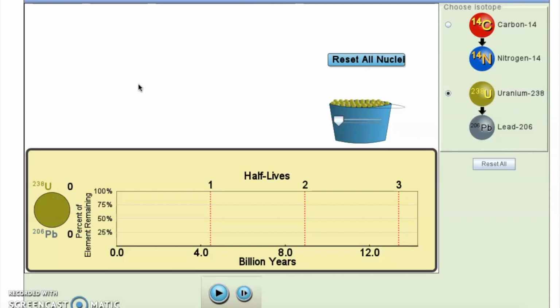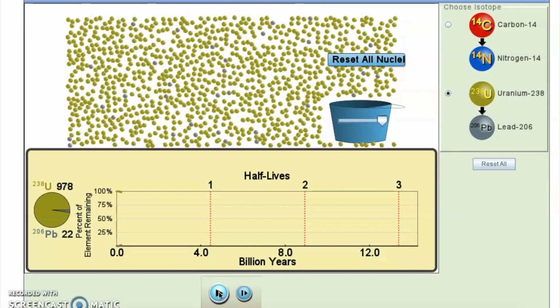I want you to particularly look up here once I add all of our nuclei. Add that in, there we go. And then I also want you to notice, as these gold uranium change into gray lead, you're going to see a gold line being plotted here and a gray line being plotted here. Let's take a look.